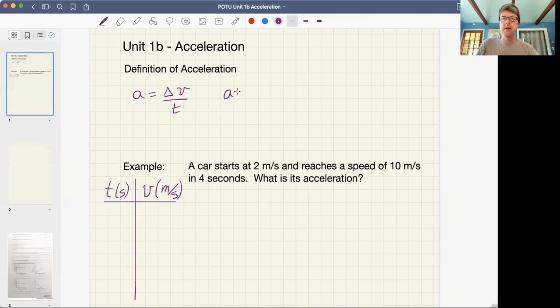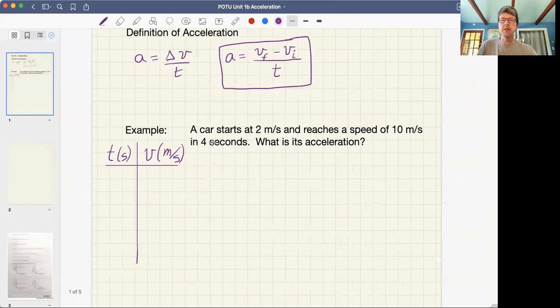So another way to write that is that the change in velocity would be the final velocity minus the initial velocity. Final means the value of the velocity at the end of the experiment, and initial means the value of the velocity at the beginning. So it's the ending speed minus the beginning speed, and so we divide by the time. So that's the definition of acceleration. And this is an equation that we're going to use a lot in this unit. So this is a very important one to write down.